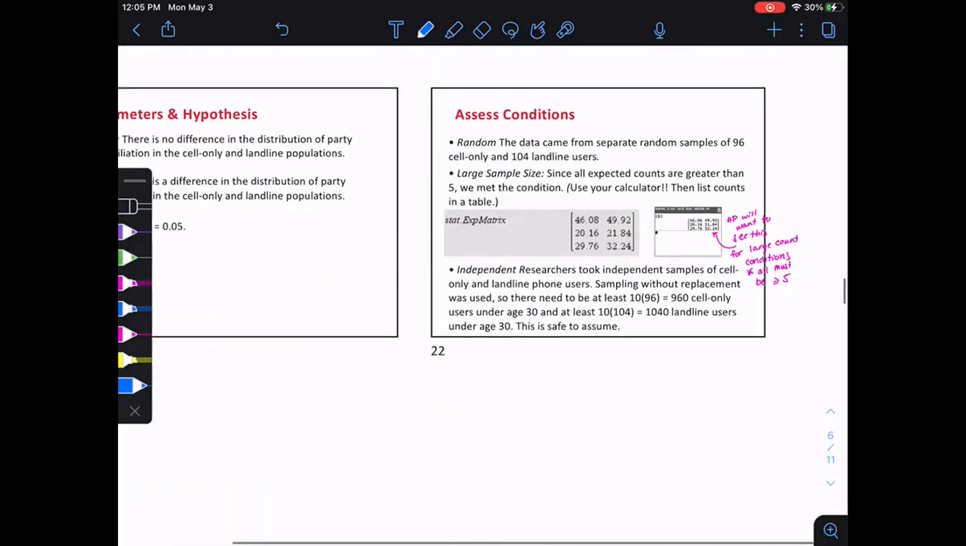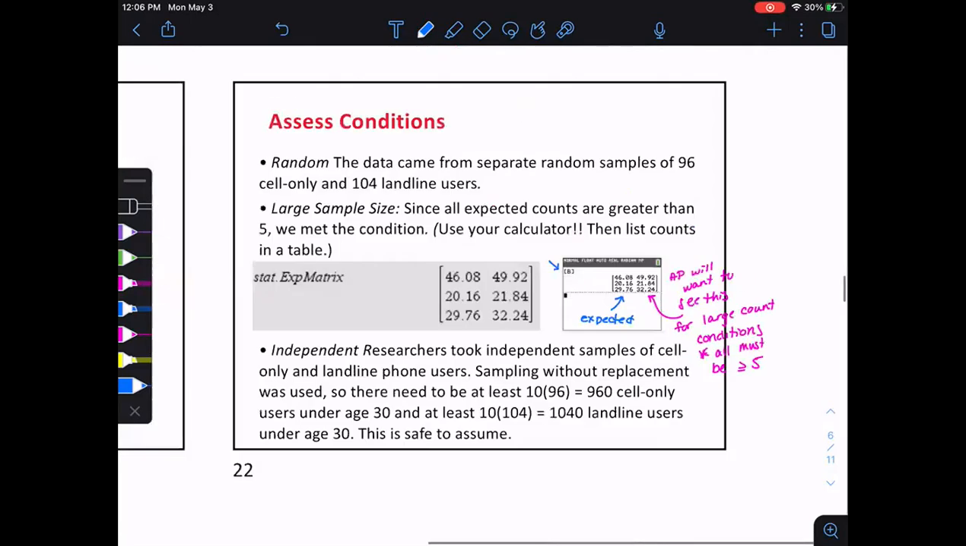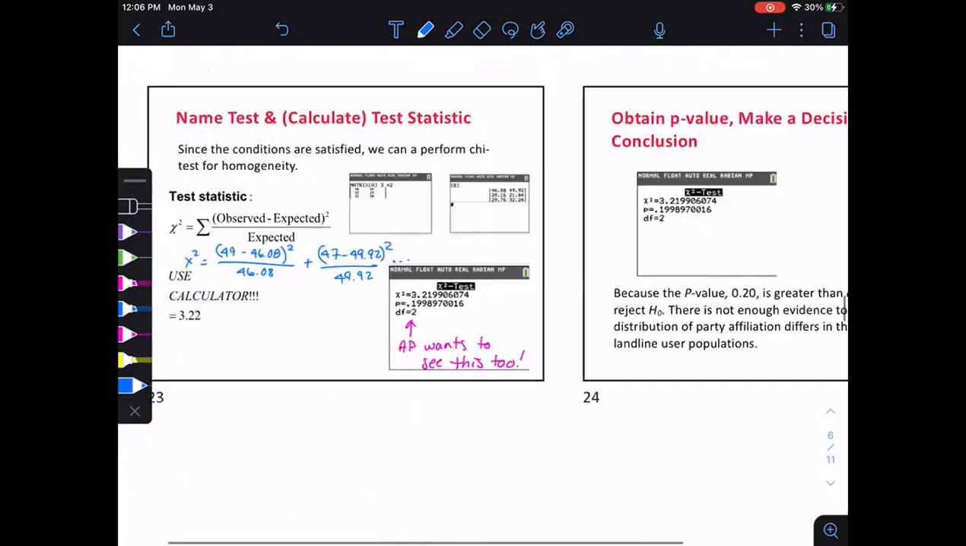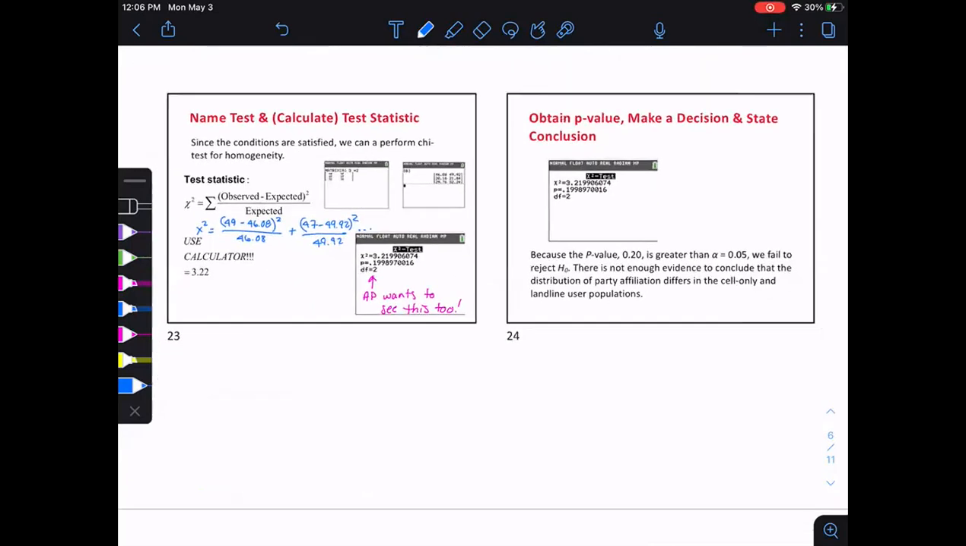Alpha level 0.05. Again, AP will want to see this after you do your chi-square test. Find your matrix B, which is your expected counts. These are the expected. AP will want to see this again as part of your large counts condition. And the rest of it, kind of the exact same thing. Look for that p-value. In this case, because the p-value is 0.2, which is greater than our alpha level, we fail to reject the null.